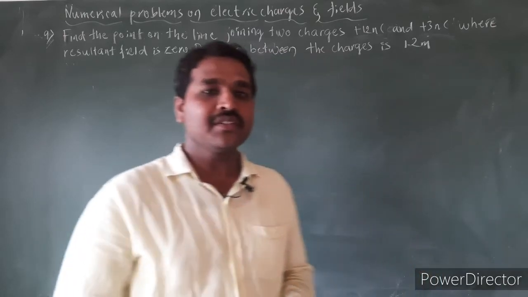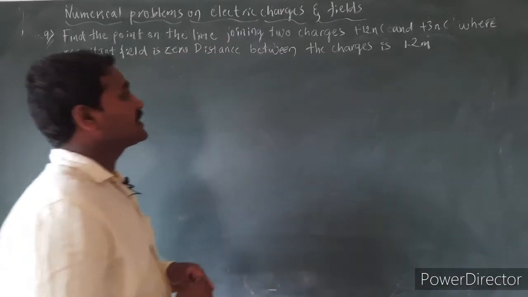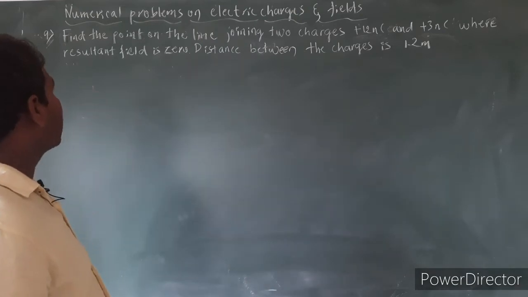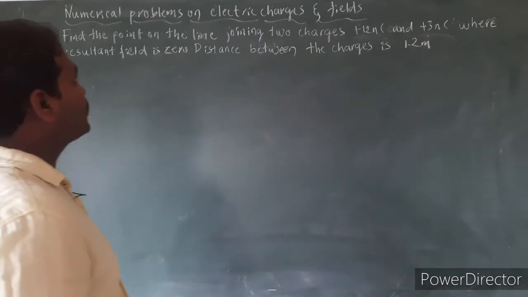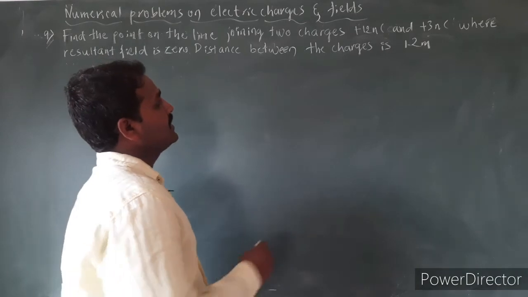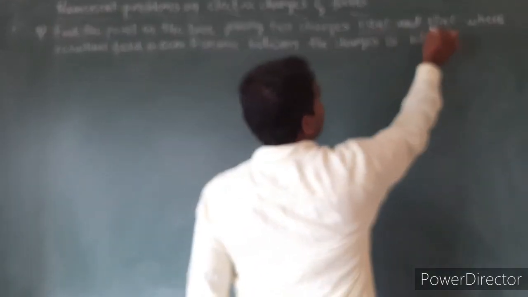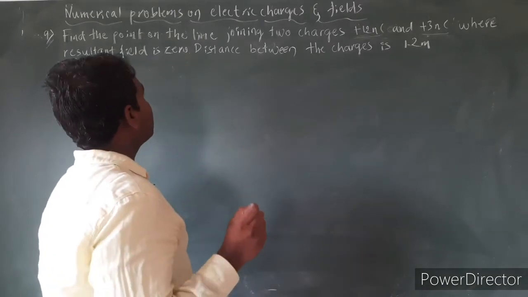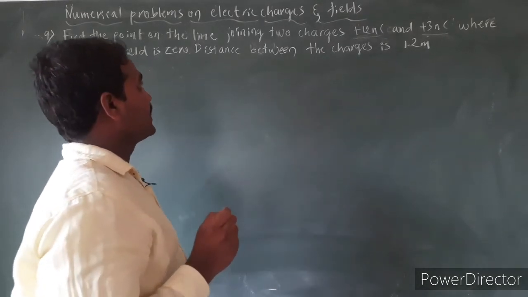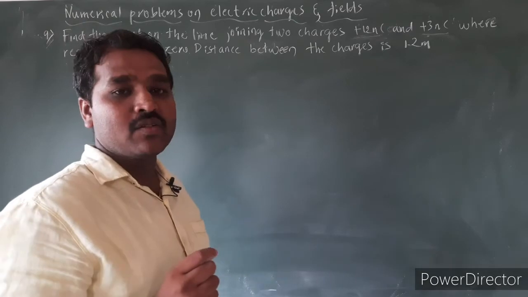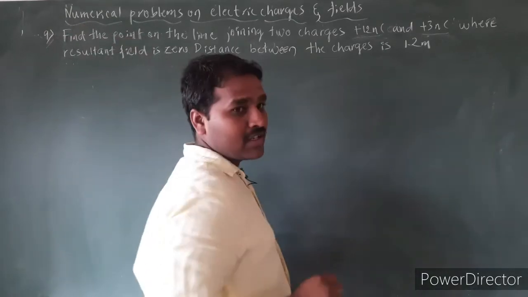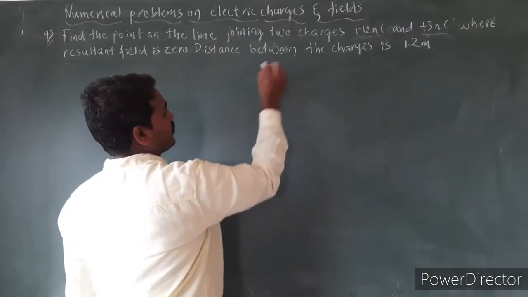Let us continue with the numerical problems on electric charges and fields. Look at question number 9. They have given: find the point on the line joining two charges, plus 12 nanocoulomb and plus 3 nanocoulomb, where the resultant field is 0. They have also given the distance between the charges as 1.2 meters. This is a regularly asked question. Let us try to solve this.